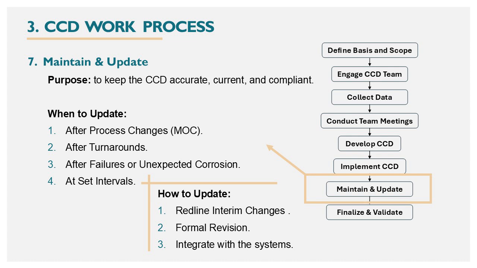Then we need to know how to update the CCD. Number 1 is redline interim changes: mark temporary updates, such as new IOW limits, before formal revision. Number 2 is formal revision: after major changes or turnarounds, issue a controlled revision and update CMDs, circuits, damage tables, IOWs, and inspection strategies. Number 3 is integrate with site systems: push updates to IDMS or Inspection Data Management System, RBI software, MOC and PHA documentation, and maintenance planning systems.